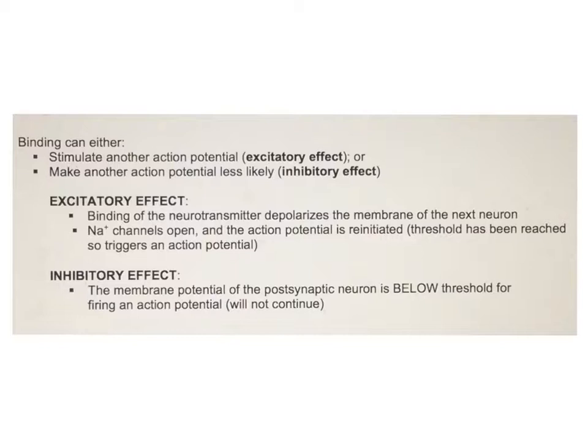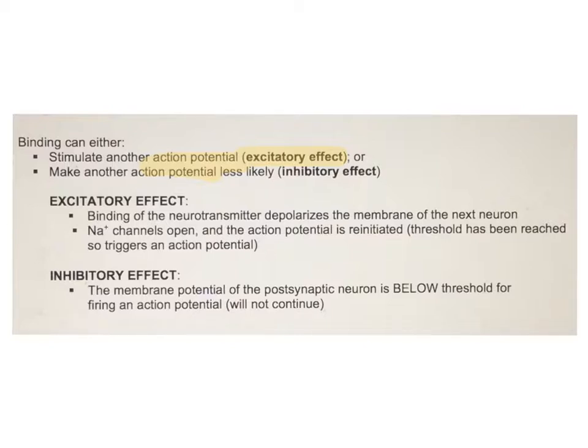So there's a couple different ways that this can work. When you're binding, the binding can either stimulate another action potential. Okay, so just like we were showing in the last one, if it actually goes through and stimulates the next action potential, it's called an excitatory effect, meaning it's going to pass on that action potential to the next one, and it's going to continue on down the line.